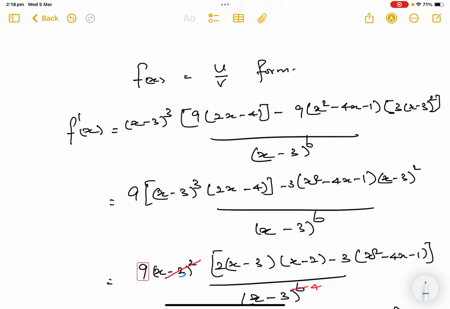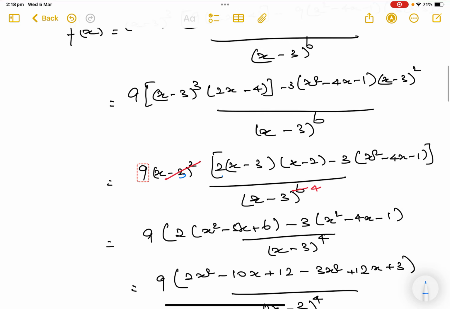I can take 9 as a common factor: (x minus 3) cubed times (2x minus 4), minus 3 times (x squared minus 4x minus 1) times (x minus 3) to the power of 2, divided by (x minus 3) to the power of 6. Still, we can take (x minus 3) to the power of 2 as a common factor. So 9 times (x minus 3) to the power of 2, inside (x minus 3). But in the 2x minus 4, I took 2 out. Therefore, 2 times (x minus 2).